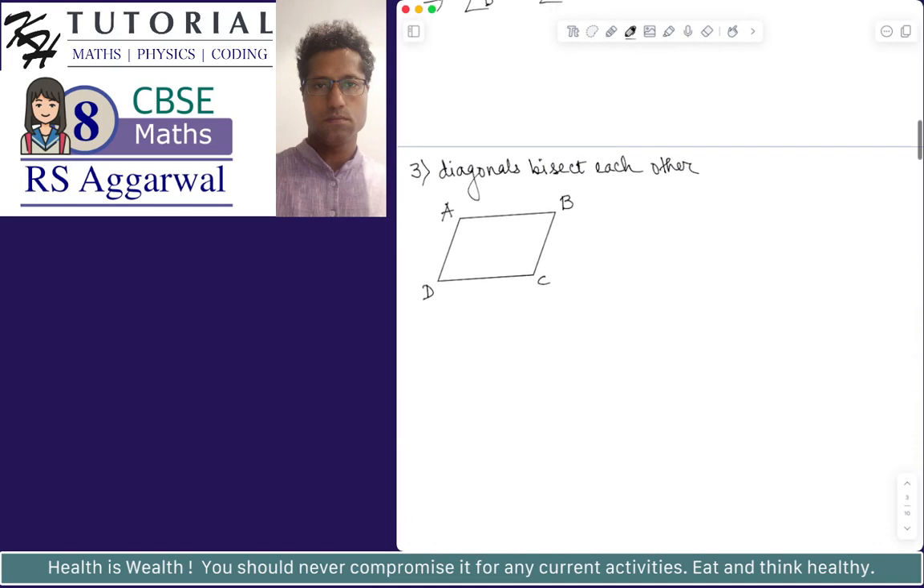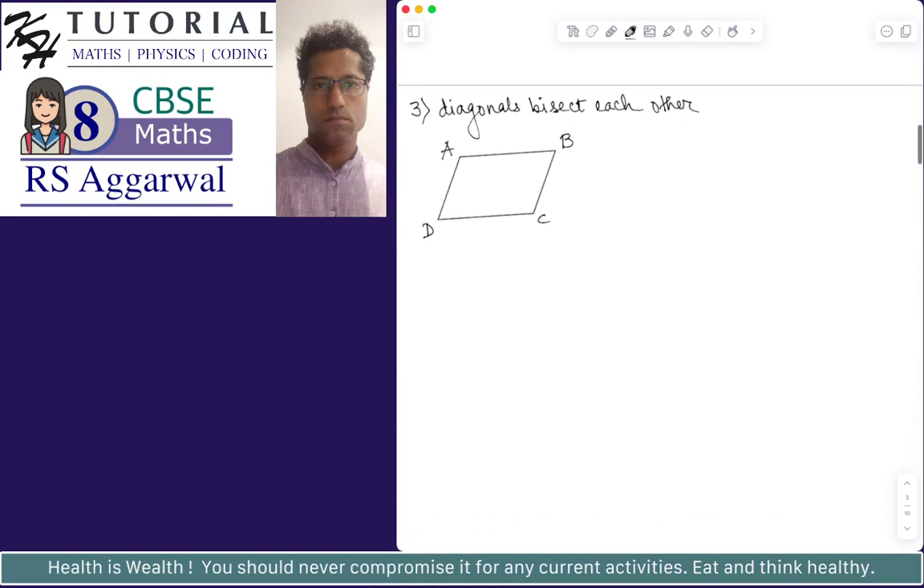Okay, the third one is the diagonals bisect each other. We need to prove that the diagonals bisect each other. So let's draw the diagonals AC and DB. Let the diagonals intersect at the point O. So we need to prove that the point O is the midpoint of the two diagonals. That is, we need to prove AO is equal to CO and DO is equal to BO.